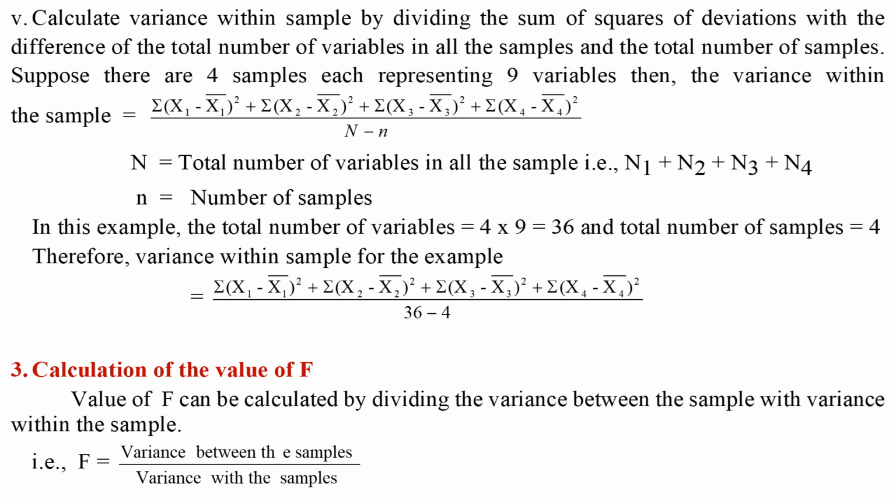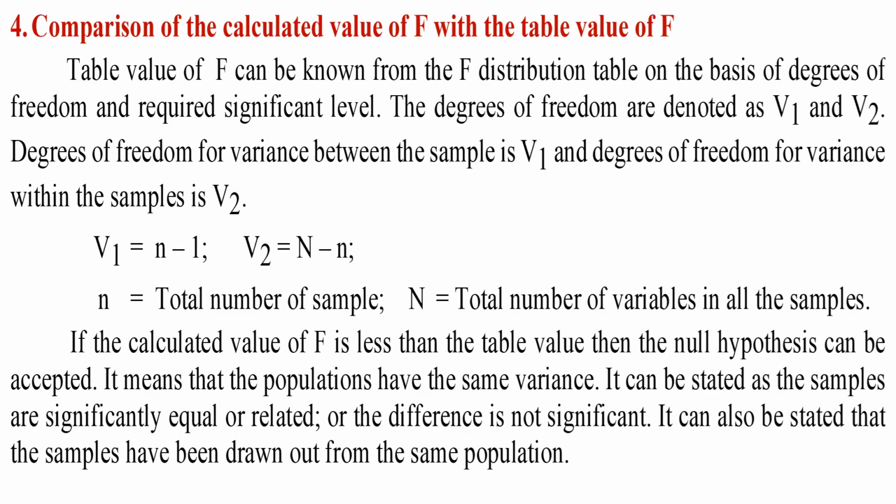3. Calculation of the value of F. The value of F can be calculated by dividing the variance between the samples by the variance within the samples. 4. Comparison of the calculated value of F with the table value of F. The table value of F can be known from the F distribution table on the basis of degrees of freedom and required significant level. The degrees of freedom are denoted as V1 and V2.